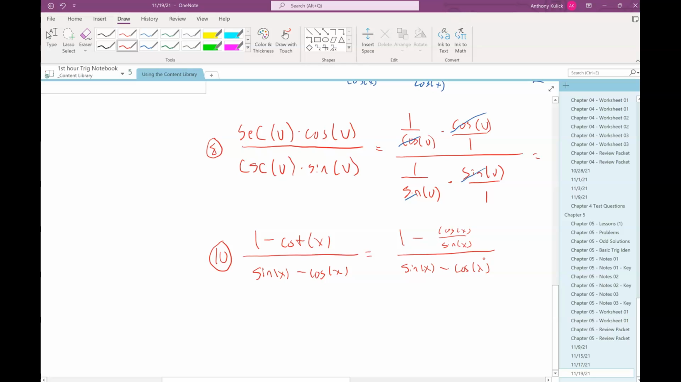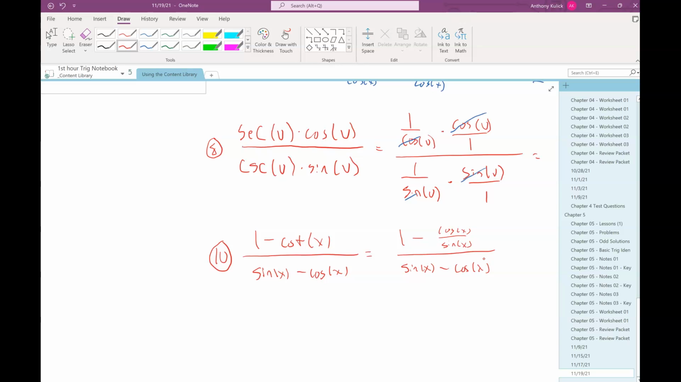You can't use a Pythagorean identity here because it's not cotangent squared. If it was cotangent squared, yes, I'd be looking at the Pythagorean identity, but it's just regular old cotangent. So far, so good? Yeah.